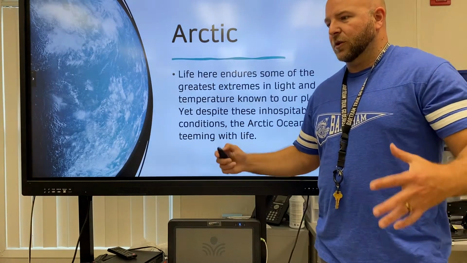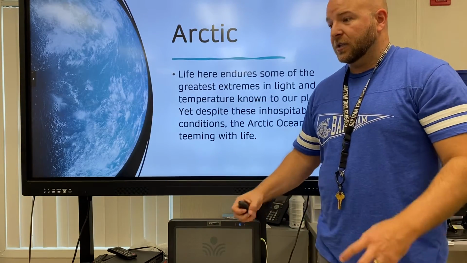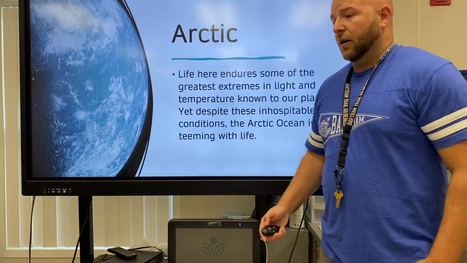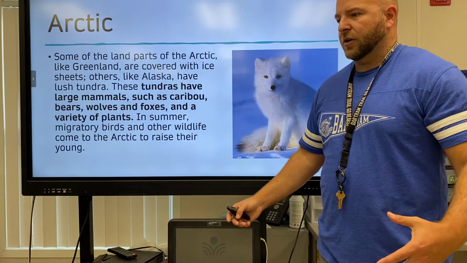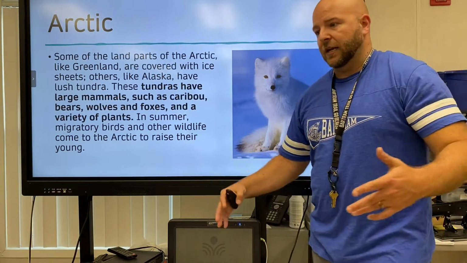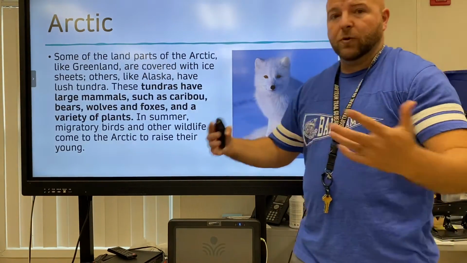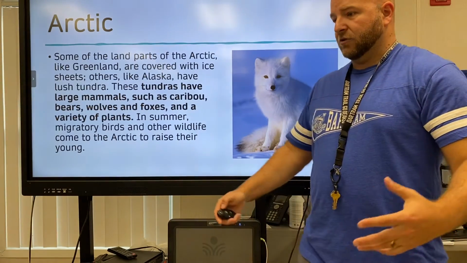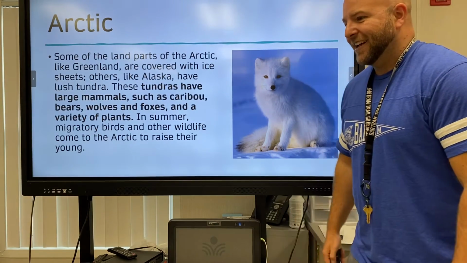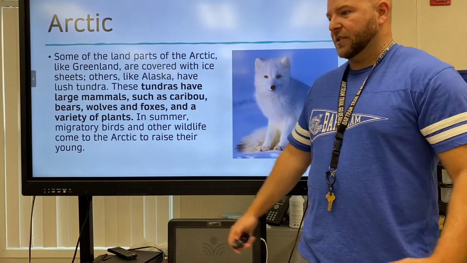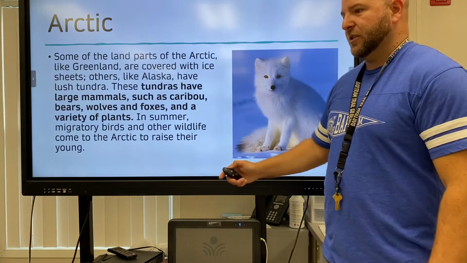Even though it's really, really cold and seems really inhospitable, there is a fair amount of life here. Not as much biodiversity as we have in really any of our other ecosystems, but there is some stuff going on here. In the area where there is land, so Canada, Russia, Alaska, the parts of it encompassed in what we refer to as the Arctic, you can have some large mammals, things like caribou, bear, wolves, Arctic foxes, one of my personal favorites, and then a variety of different plants as well. Not as much variety of plant life as you would see in other places because of these cold temperatures.